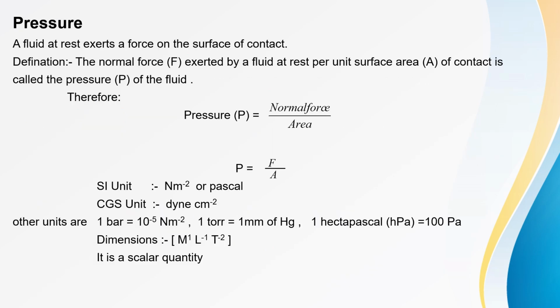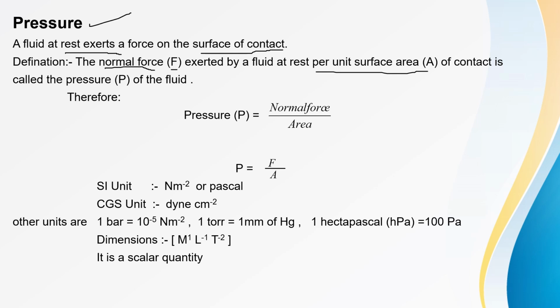Now the basic definition in the chapter on fluids is pressure. A fluid at rest exerts a force on the surface of contact, and the definition of pressure is the normal force exerted by a fluid at rest per unit surface area of contact, which is called the pressure of the fluid. Now according to the definition we can write the formula for the pressure.